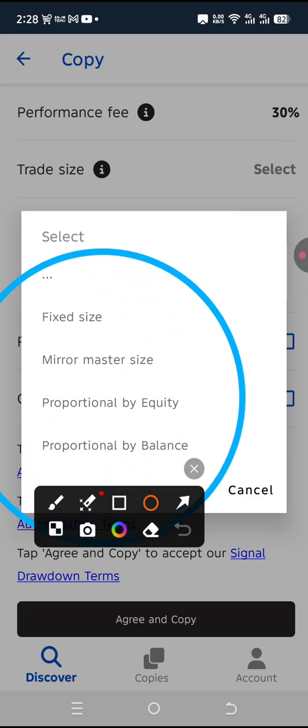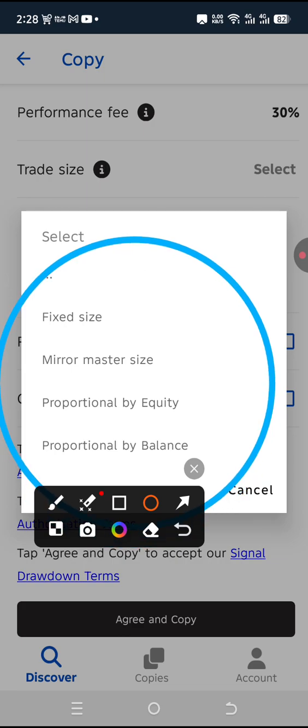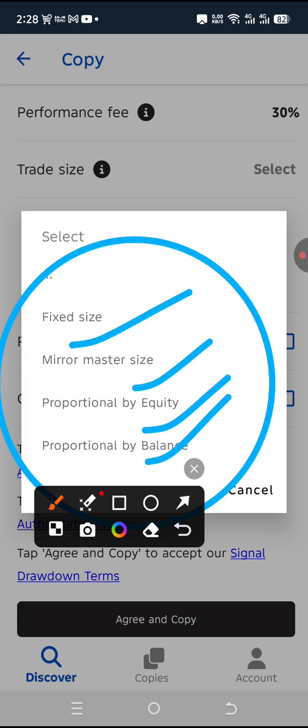Then we have the fixed size, which is the first one. We have the mirror master size. Then we have the proportional to equity. Then we have proportional to balance. So what are the advantages and which one do I follow? Number one, fixed size. We have been using fixed size on our trade for a while.